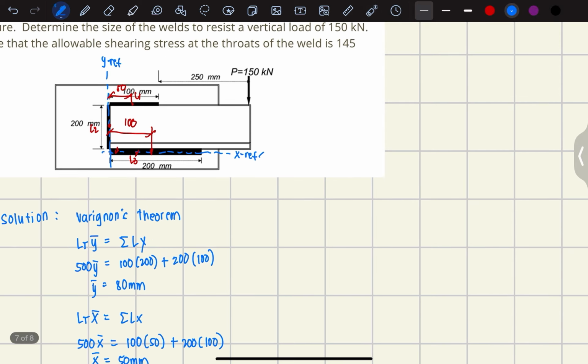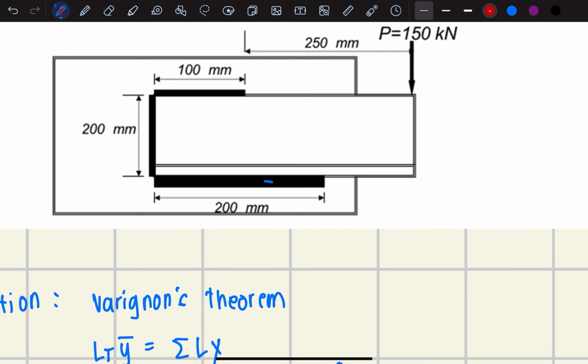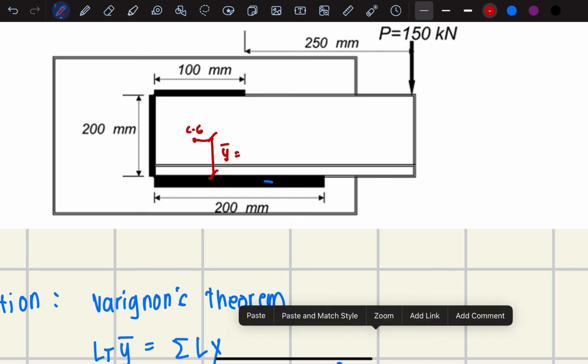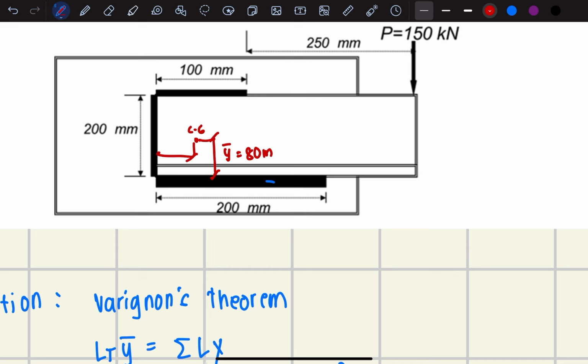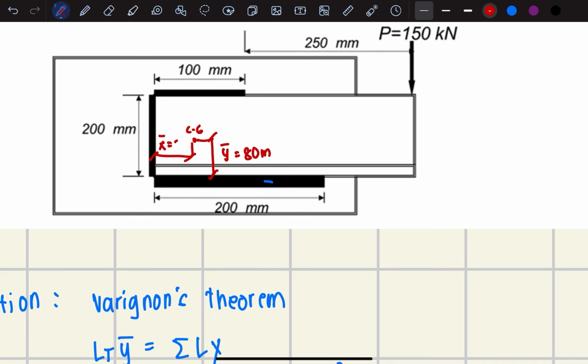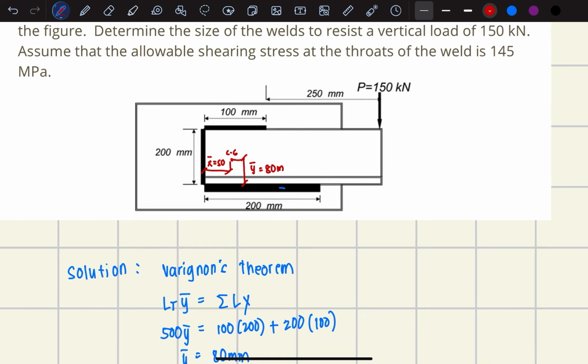Yung location ng centroid natin dito is ito. Kalahati. Ayan, ganyan. So, ito yung y bar. So, ito yung centroid, no? Ito yung y bar na 80. Then, ito naman yung x bar na 50 mm.